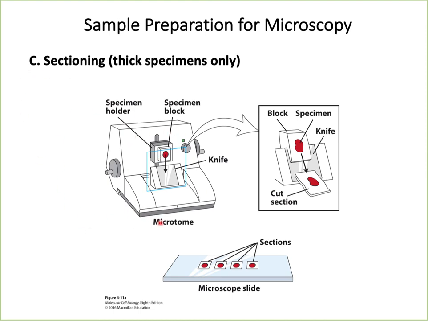Sometimes there are instruments called cryomicrotomes. That means that the specimen in the block is actually frozen. Paraffin wax or the embedding media don't lose integrity due to the temperature. And then you put the sections onto a slide to do the next step.